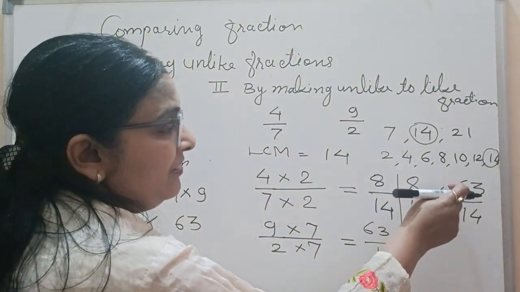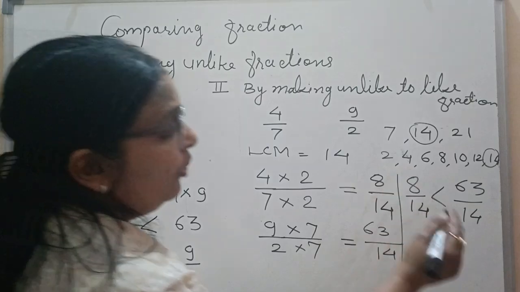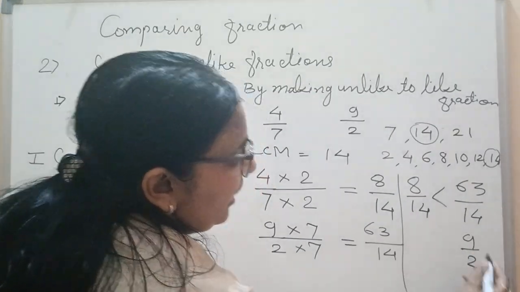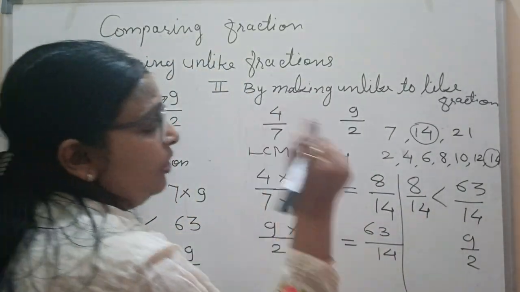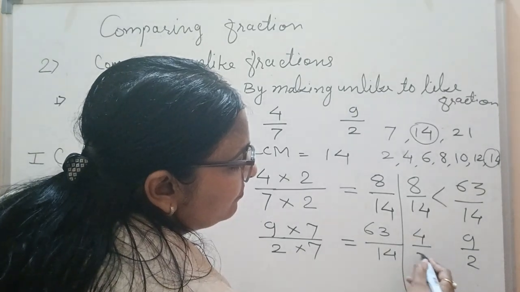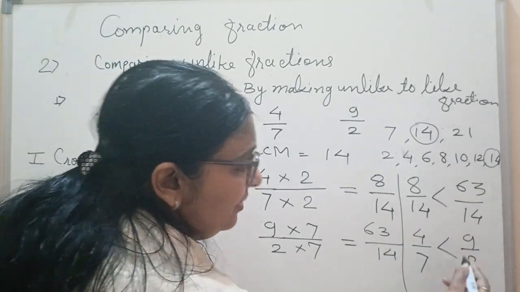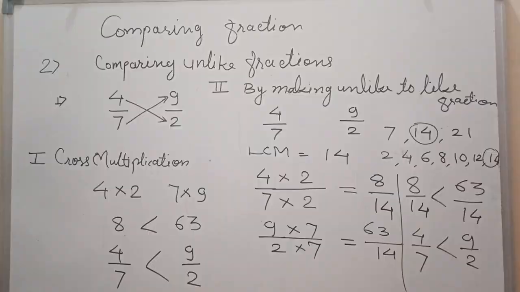Now this 63 by 14 is for 9 by 2 and 8 by 14 is 4 by 7. So which one is greater? 9 by 2 is greater.